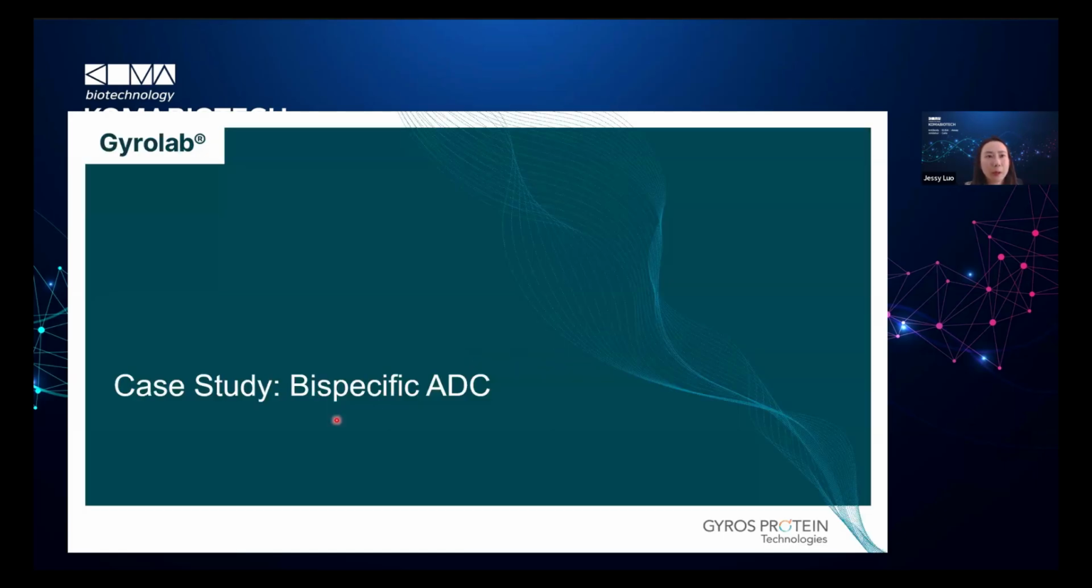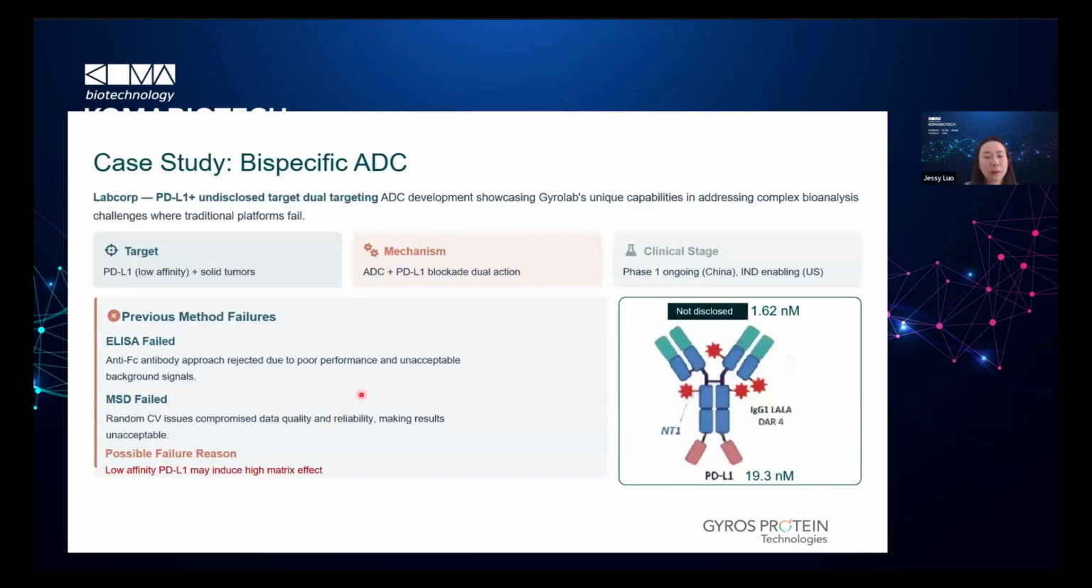Here, I would like to share with you the first case study, which is a bispecific ADC. So here is the background of this project. It is a bispecific ADC with DAR4, and it has 2 targets.